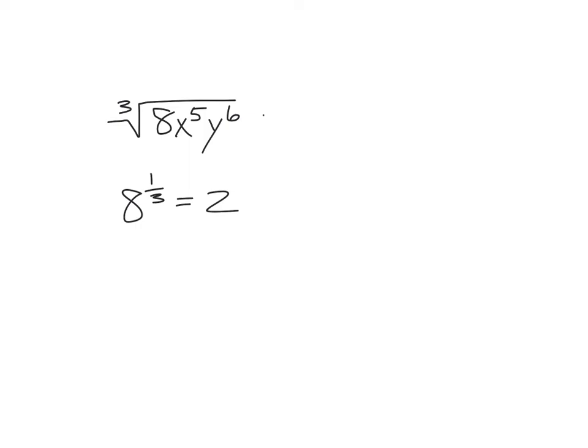Let's take it one step further. What if I have variables in there? So let's do this one: the cube root of 8 x to the 5th y to the 6th. Always try the number on the calculator first. So, try to do 8 to the 1/3 power. If you do that, you get 2. So that's good. Now I deal with the variables. So this now becomes x to the 5 divided by 3, and then y 6 divided by 3.